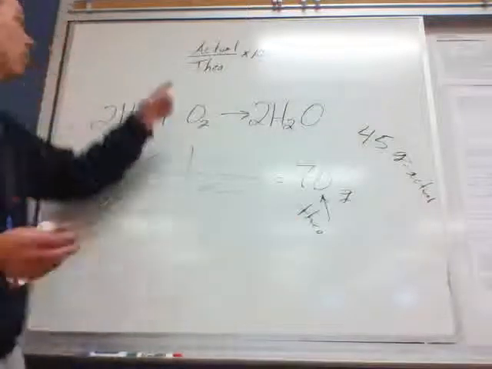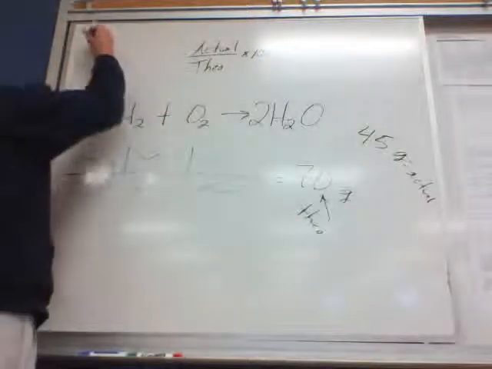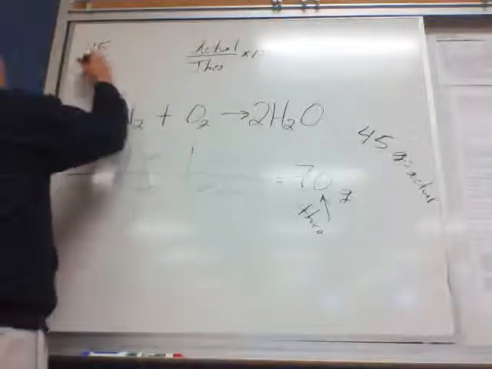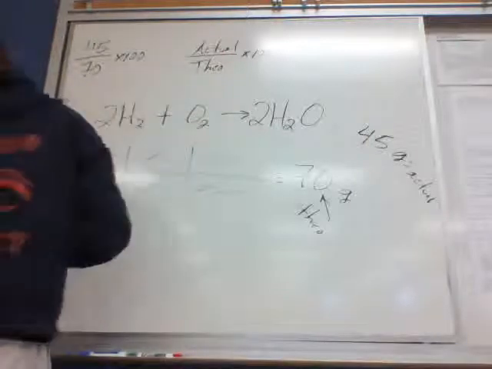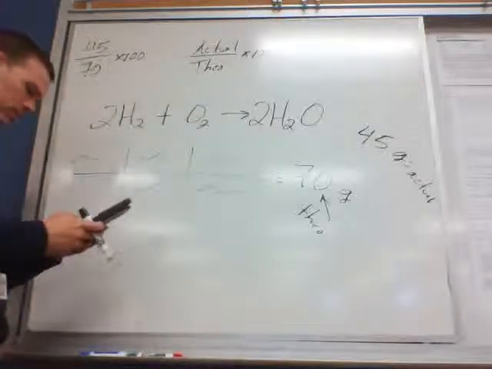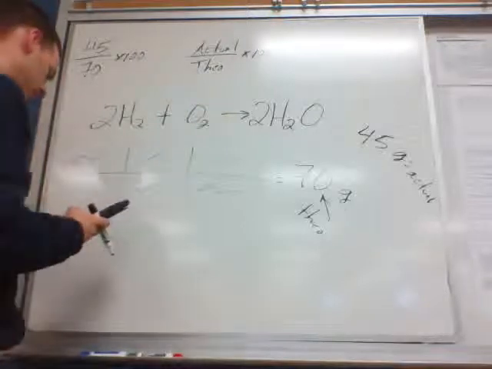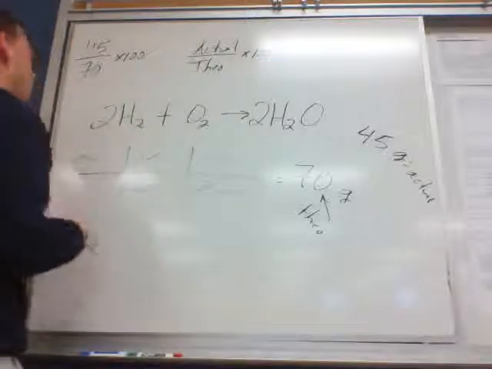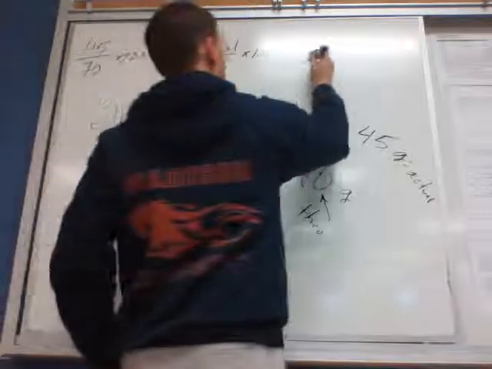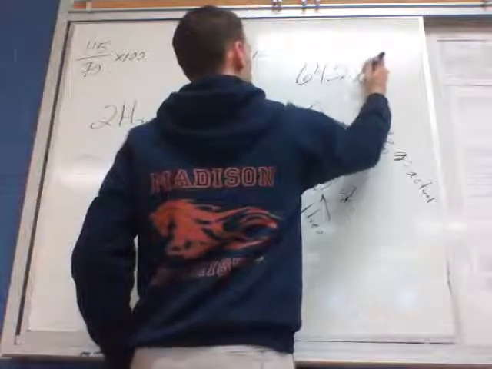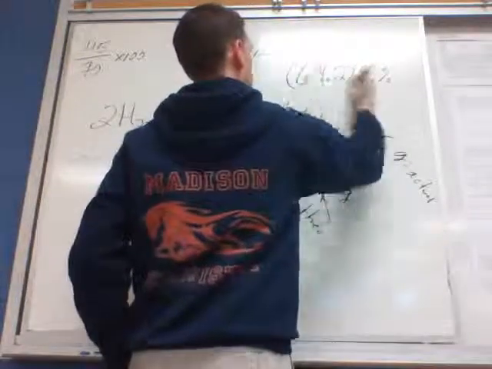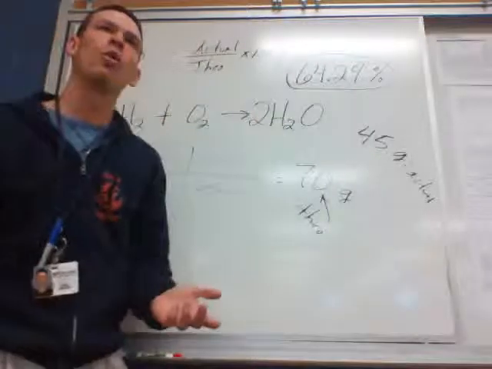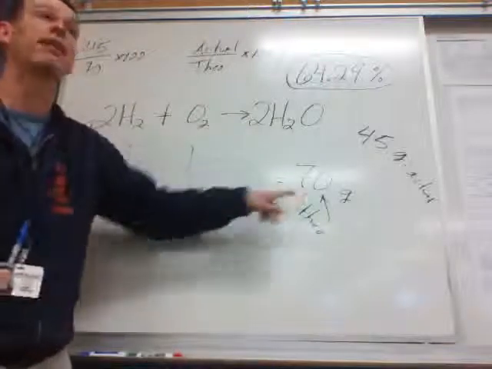And then to find percent yield, it would be the actual, 45, divided by the theoretical that we did get from a grid, 70, times 100. And I get 64.29%. Which means in this totally made up stuff, we got about 64% of what we should have gotten.